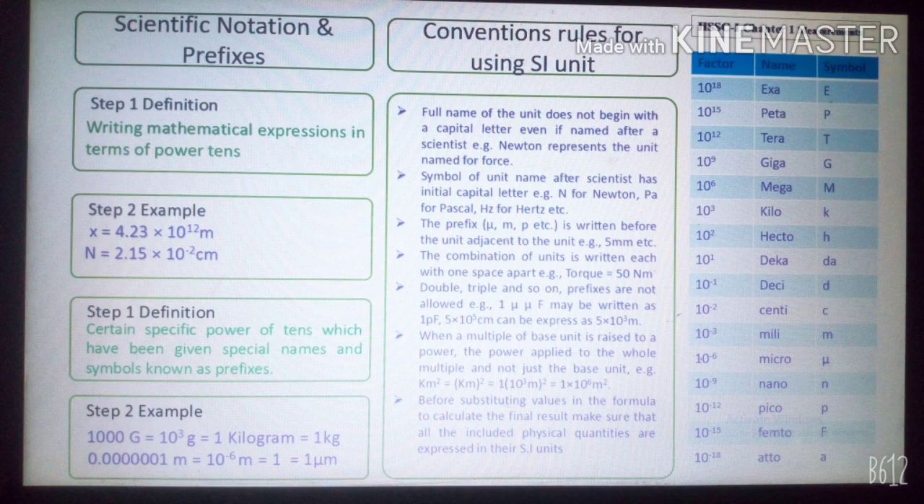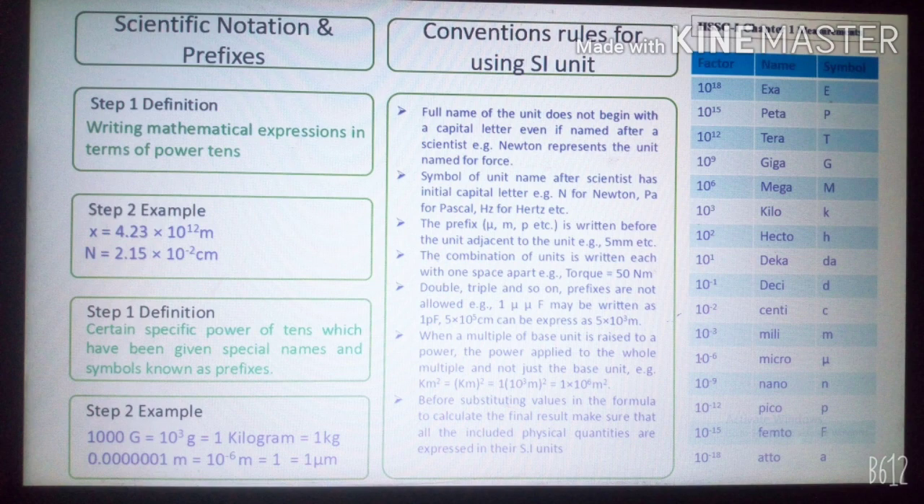Now, in step number 2, we talk about prefixes. What are prefixes? Certain specific powers of ten which have been given special names and symbols are known as prefixes. For example, 1000 g, that means 10 power 3 grams, is equal to 1 kilogram, and similarly 0.000001 meter, that is equal to 10 power minus 6 meter, which is equal to 1 micrometer.